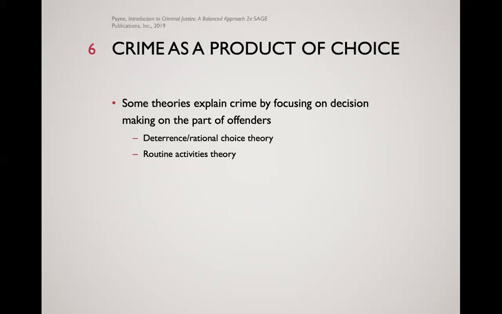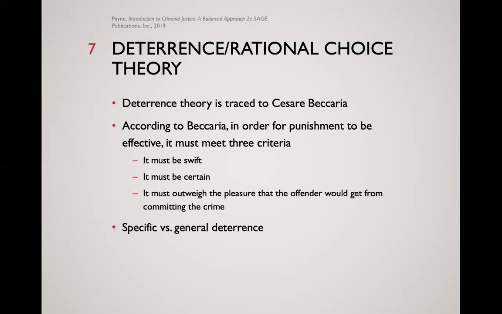So crime is a product of choice. Some theories explain crime by focusing on decision making on the part of offenders, right? So basically they are choosing in some way or another to commit said crime. The main 2 theories that cover this, crime as a product of choice, are deterrence or rational choice theory and routine activities theory. So let's go in depth into those 2.